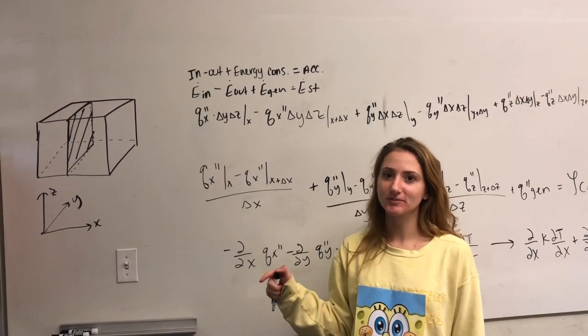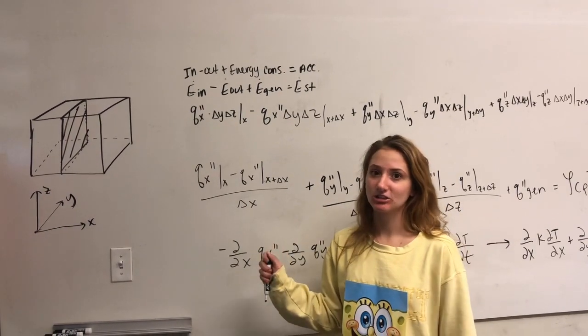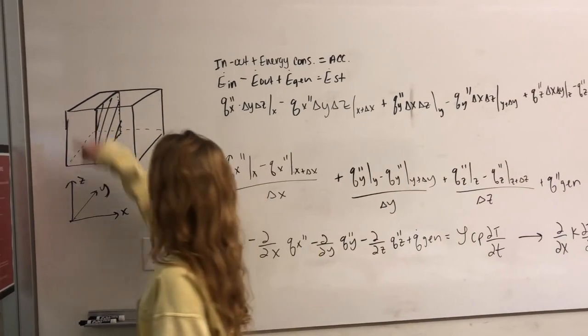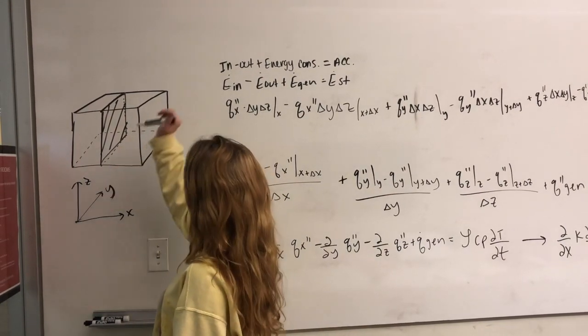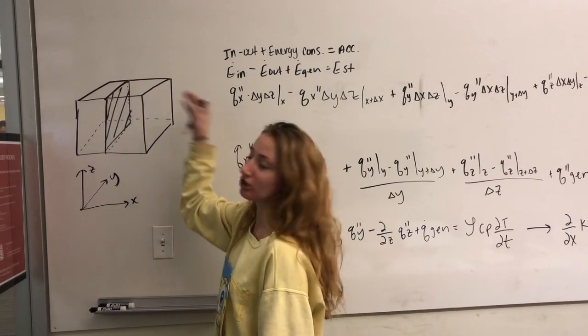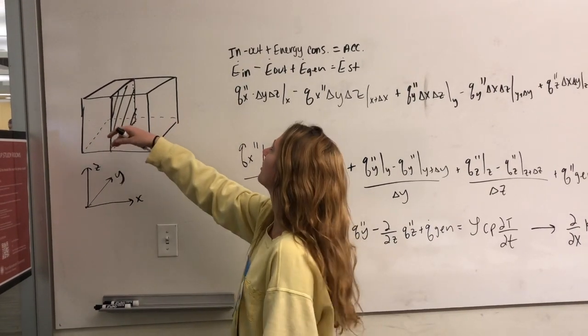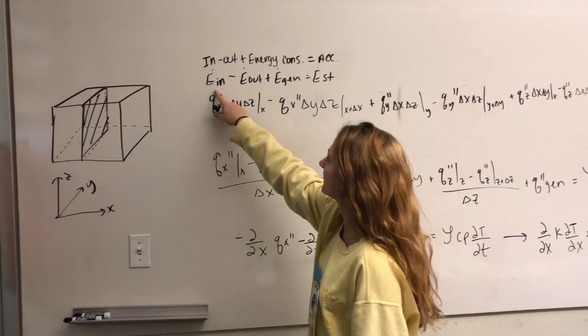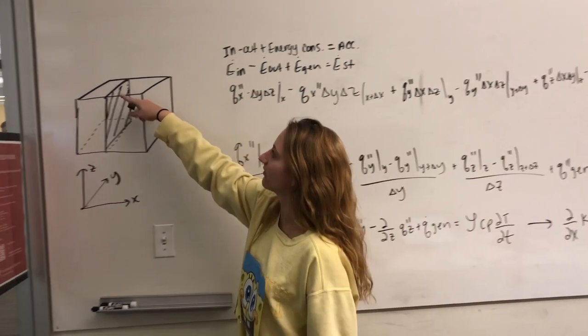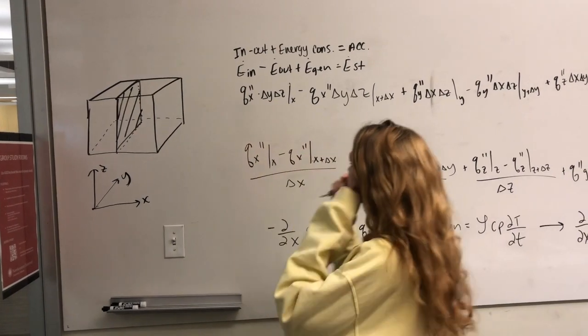Okay, Pat, so to solve this problem, you're going to need to use shell balances. So we're going to start out with the basics of shell balances. So here we have just a box, X, Y, and Z, and you're going to look at a thin shell in the box, which is indicated by this. And you're going to look at the flux that passed through this shell. So you're going to look at the energy in, the energy out, the generation, and the energy storage of this thin shell within the box.